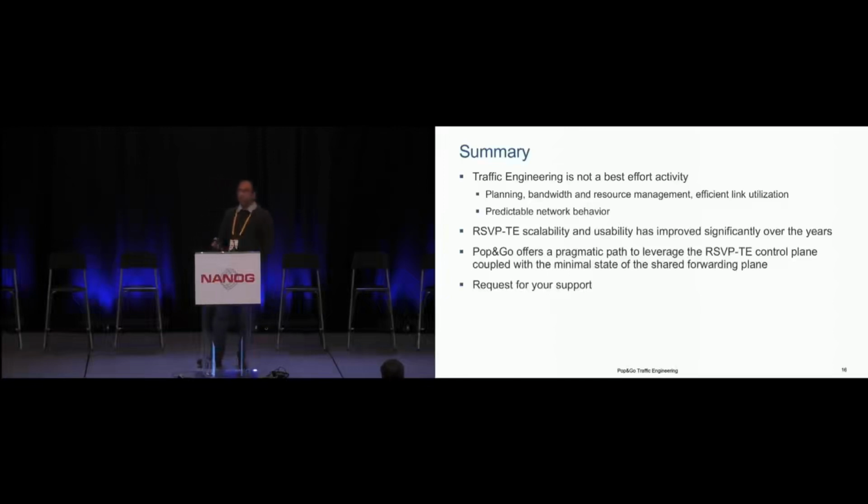RSVP-TE as a protocol has improved significantly over the years. In terms of the scaling and signaling extensions that have gone in, they have made the protocol a lot more stable. It's much less chatty, and refresh times have gone way higher. So that's another data point. And Pop&Go offers a pragmatic path towards getting to an eventual controller-driven network, because there's a lot of work one has to do to get there. If you don't pay close attention to how that has to be done, it can take a long time to get to a proper network, with all the parameters that I set up in the beginning of the presentation. So I just want to request your support.